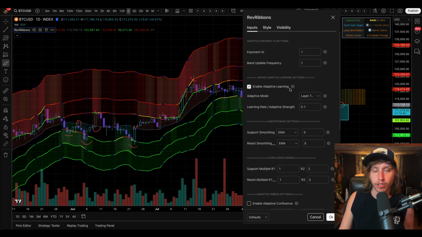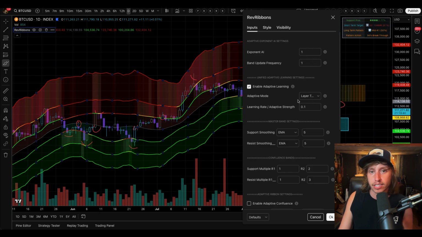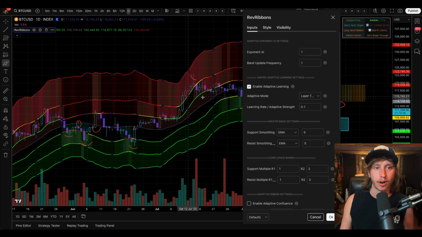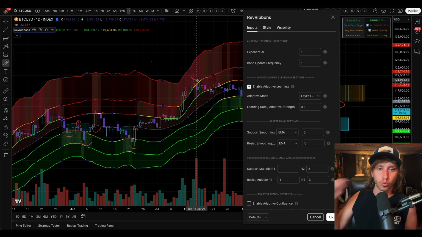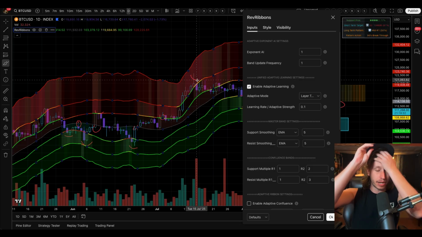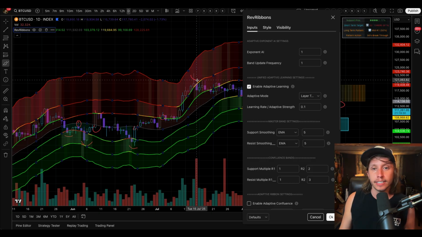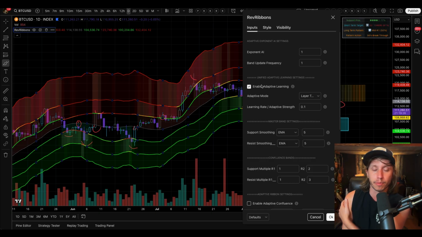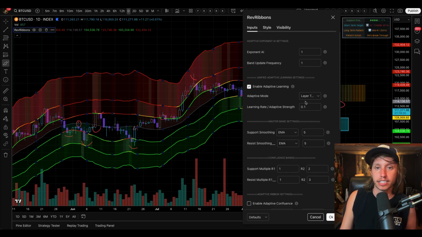Let's look at the adaptive learning. This is basically some built-in AI components that look at price interaction with the bands and how successful the bands were interacting with price, and make choices based off of that. I have not messed a ton with this. I probably will in the future, and I'm sure it will be helpful on different time frames and different assets in different ways.